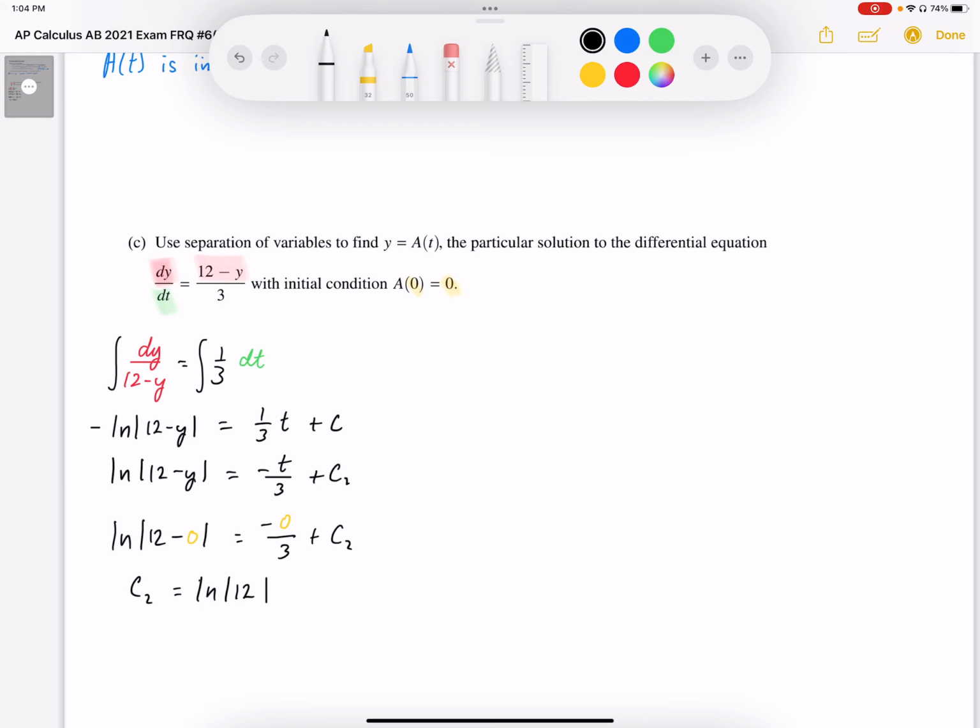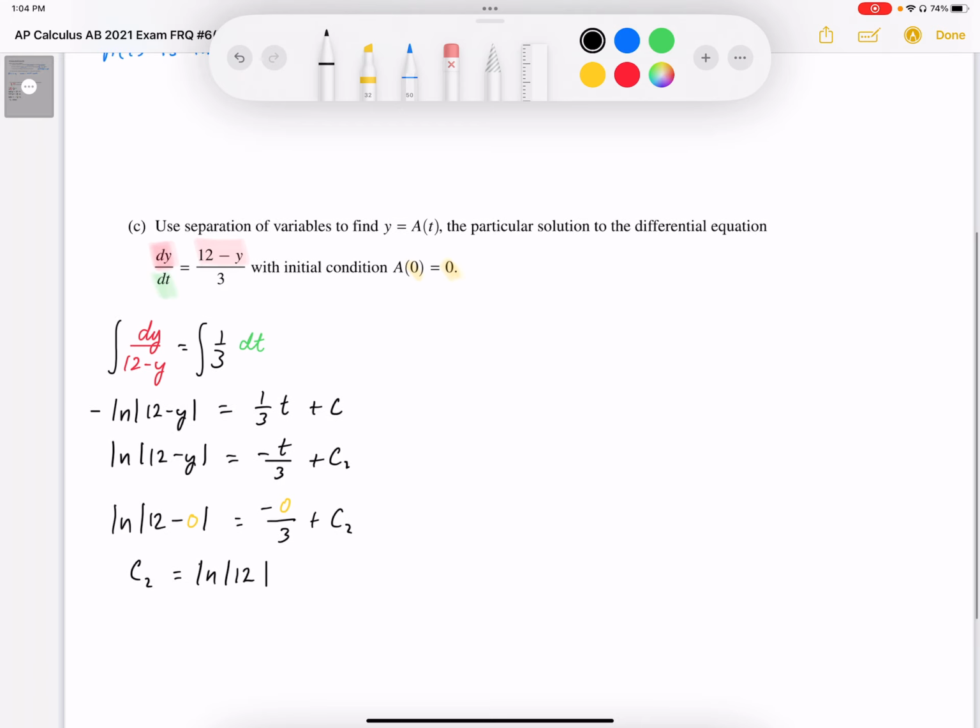Okay, so once I have that, I can just plug that back in and solve for the y. So I'm going to use this equation here. I'm going to convert this into an exponential function. 12 minus y is equal to e to the power negative t over 3, and c2 is log 12, so plus log 12. Okay, now that plus log 12, we really should show this as the coefficient or the exponent. So I'm going to do that first before I rearrange this.